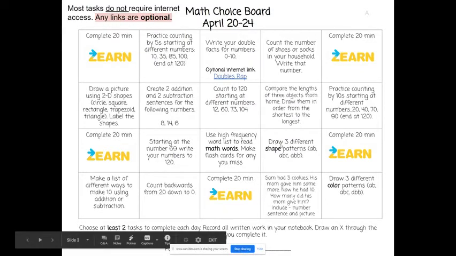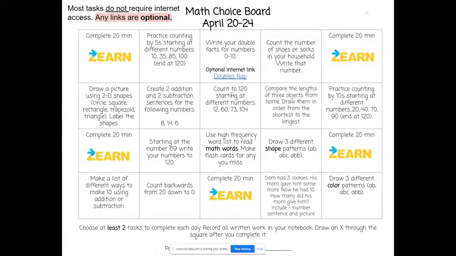Anywhere that it says draw, that will go into the notebook. Anywhere that it says count, that is something they will do out loud. A lot of these, they are stopping at 120. So here they're counting by 5s, starting at 10. So 10, 15, 20, 25, 30, 35, 40, and stopping at 120. Here, they're counting by 5s, starting at 100, ending at 120, and so on.